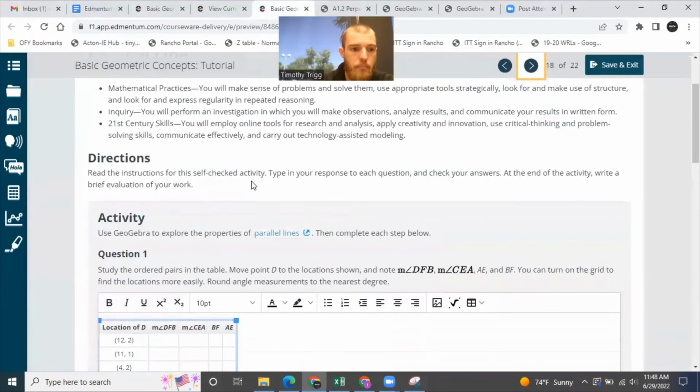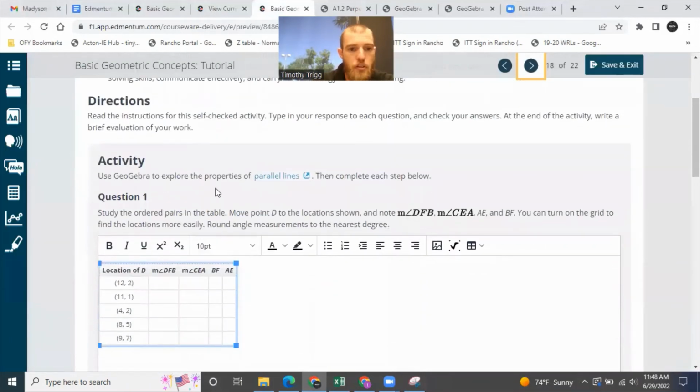Parallel lines. Use GeoGebra to explore the properties of parallel lines. So we're going to click on this link here.